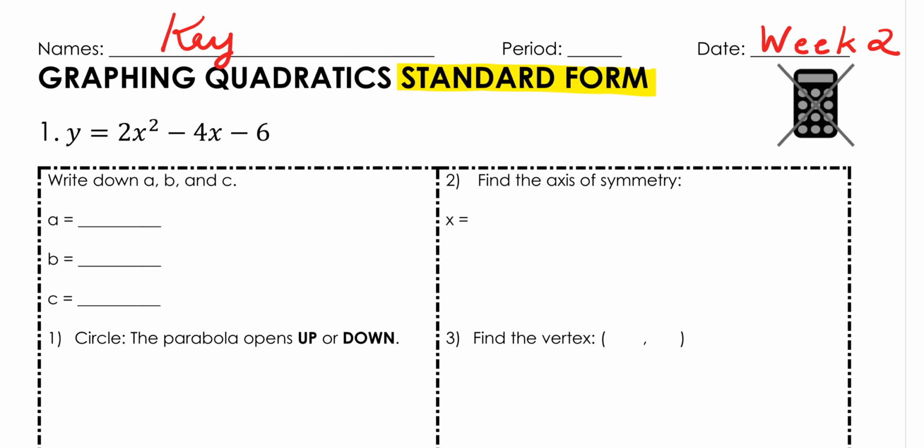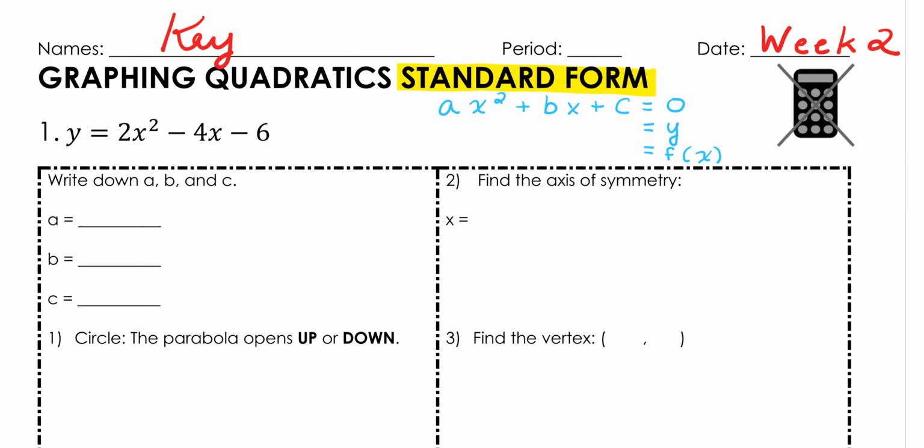To review, standard form looks like ax squared plus bx plus c. In other words, all of your variables and your constants are on one side of the equal sign. Sometimes your quadratic will be set equal to 0. Other times you may see it set equal to y. And if it's in function notation, you'll see that it's set equal to f of x.